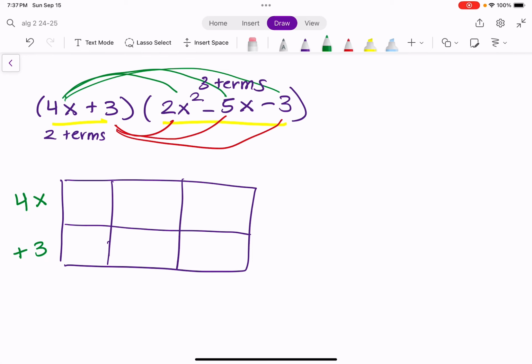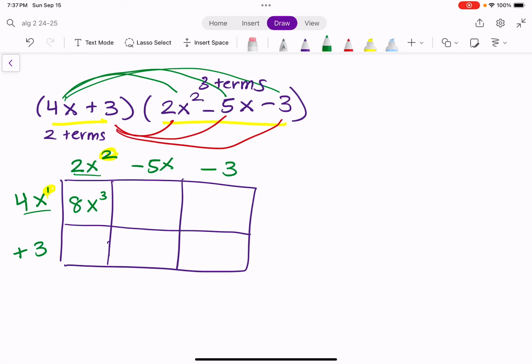Because that's where it fits. And then I'm going to put my trinomial at the top, 2x squared minus 5x minus 3. And I'm going to start multiplying. So for this first box, I'm going to do 4x times 2x squared, which is going to give me 8x to the third, right? Because technically there's 3 x's. There is 2 here and 1 here.